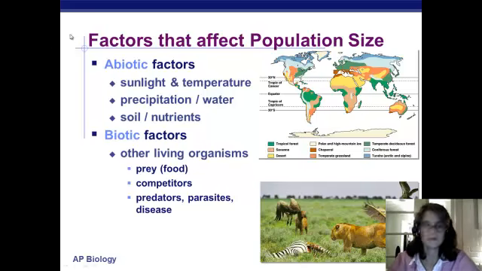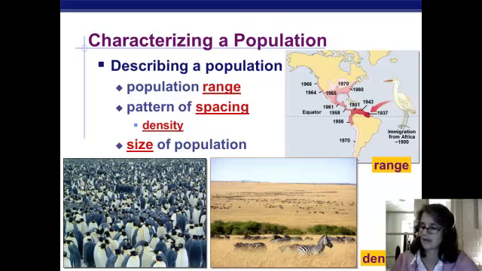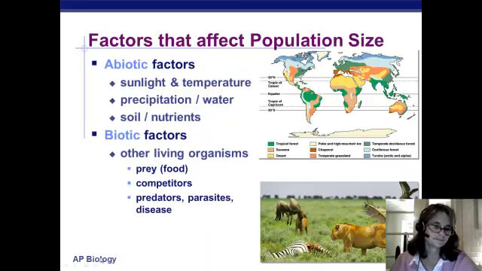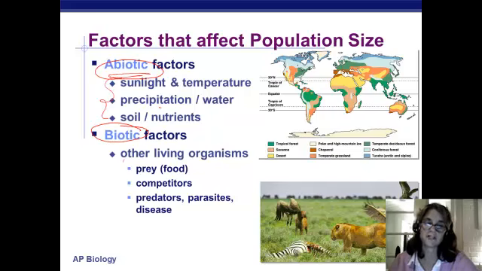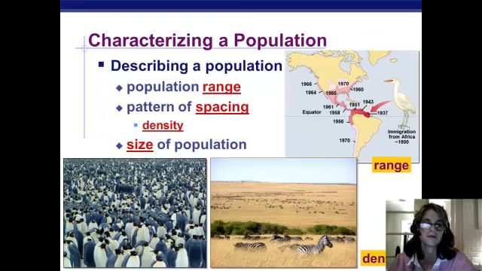We need to make sure we've already talked about these terms, biotic and abiotic factors. We need to make sure you understand that non-living things and living things have effects on a population, on its size. And we will come back to this in just a minute. Let me go forward now.